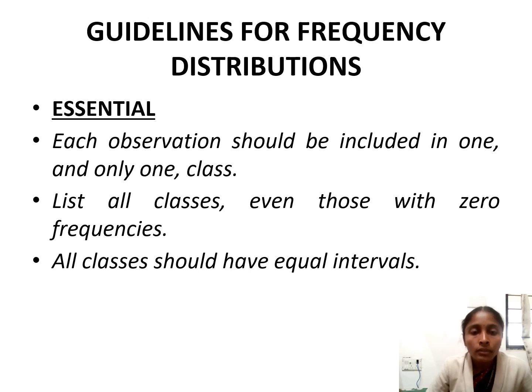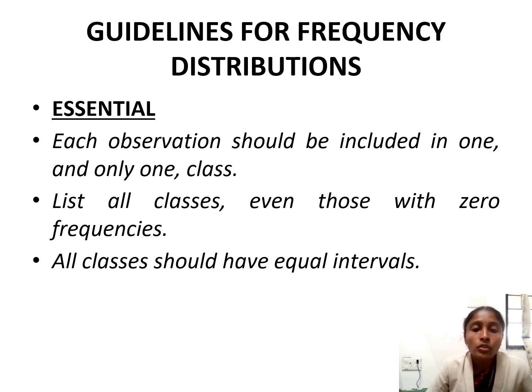And these are the rules. These 3 are the essential rules we should follow when we are finding the frequency distribution for grouped data. First rule, each observation should be included in one and only one class. Each value, that is each data point, should be mentioned in only one class. It should not be repeated in any of the classes. We should follow this clearly.